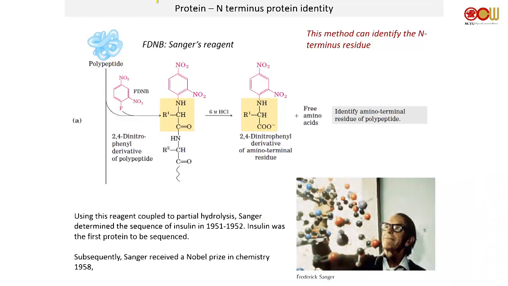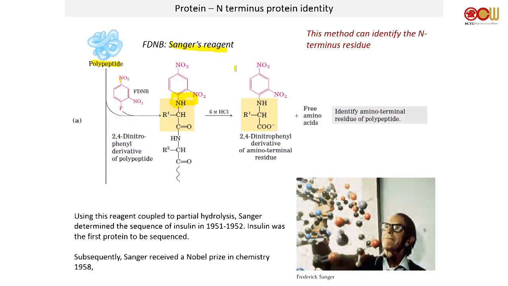So the first thing I want to introduce to you guys is the Sanger's reagent, and this is the way that Sanger's reagent works. You start with a polypeptide, and you use the Sanger's reagent called FDNB. That looks like this. Essentially, it has two nitro groups on a phenol. Then essentially what happens is you react the Sanger's reagent with your polypeptide, and it specifically targets the N-terminus. And then the N-terminus will be modified by your Sanger's reagent. Cool? With me so far?